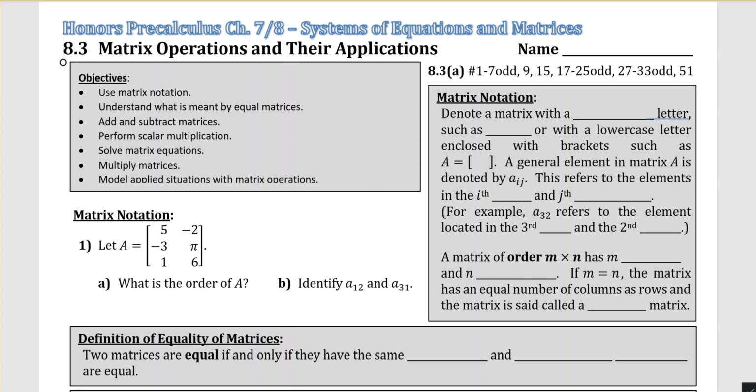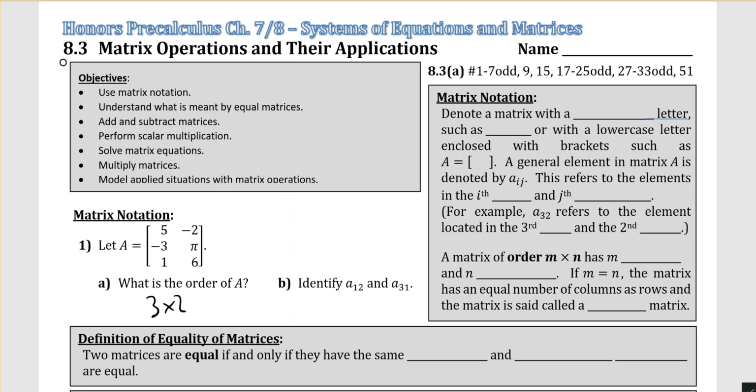So the order of A is going to be the number of rows by the number of columns. So I have 1, 2, 3 rows, and then I have 1, 2 columns. So this is going to be a 3 by 2 matrix.